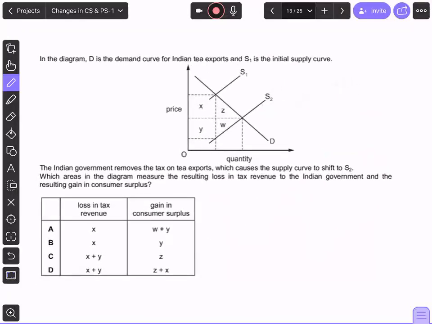In the diagram, D is the demand curve for Indian tea exports and S1 is the initial supply curve. The Indian government removes the tax on tea exports, which causes the supply to shift to S2. Supply shift हो गई S2 पे. Which area in the diagram measures the resulting loss in the tax revenue to the Indian government and resulting gain in the consumer surplus? Again, gain क्या हो जाएगा?